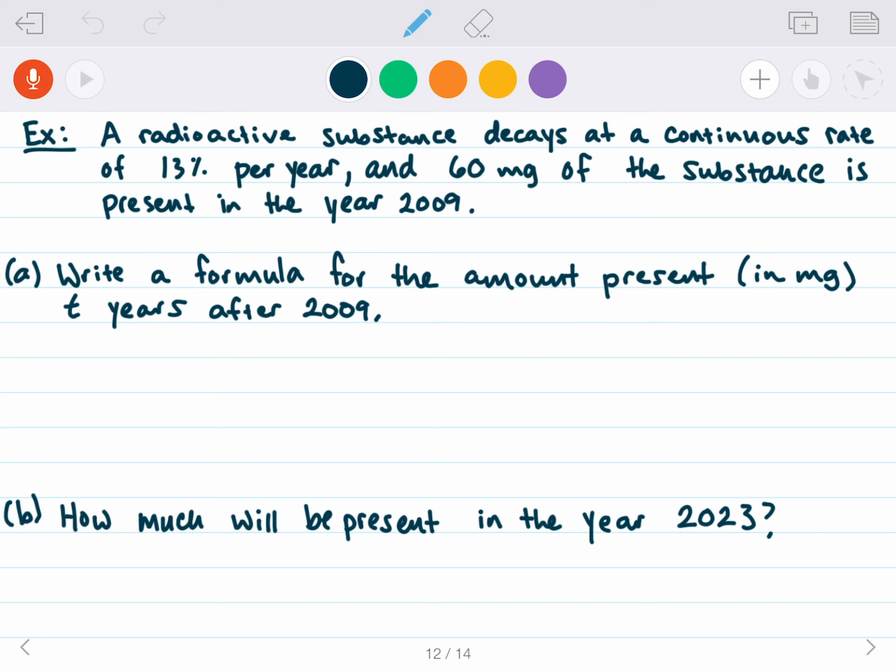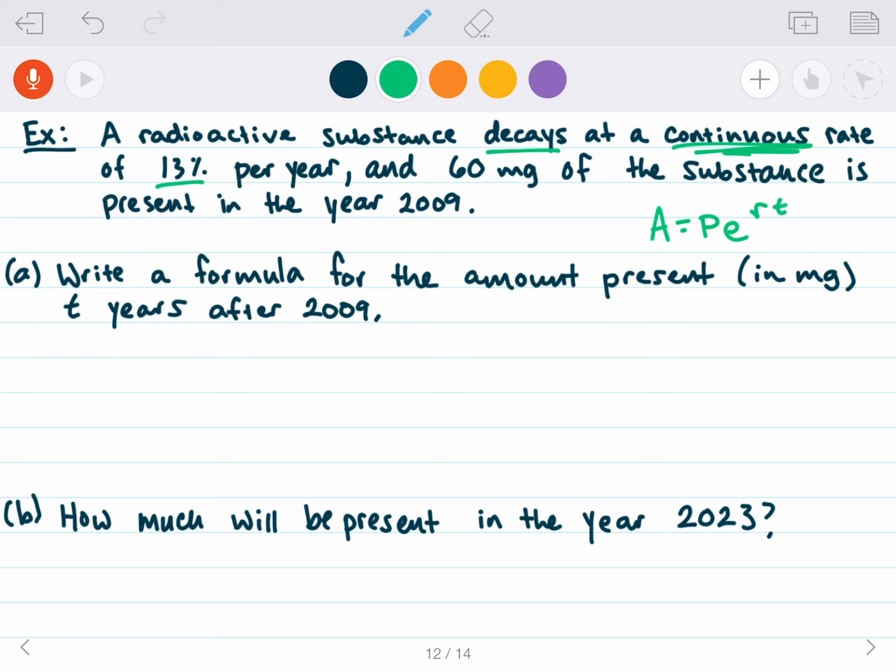Okay, so a radioactive substance decays at a continuous rate of 13% per year. So it's decaying at a continuous rate. Here's the key word, y'all. When you see continuous, you know that you're going to use that e formula, A equals P e to the rt. Okay, so that's the key word here. We're going to use A is equal to P e to the rt.